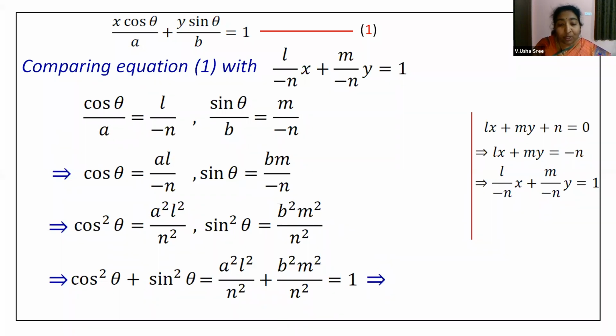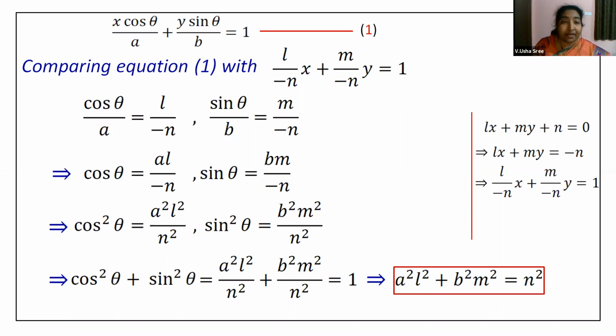Therefore, we can conclude that a²l² + b²m² = n² will be the condition for any line lx + my + n = 0 to be a tangent to the given ellipse x²/a² + y²/b² = 1. But still the problem is not completed, children.